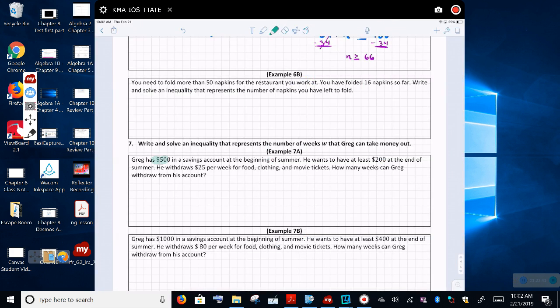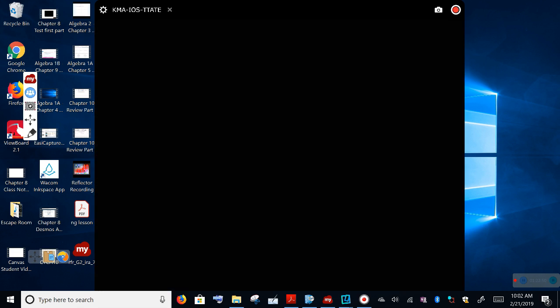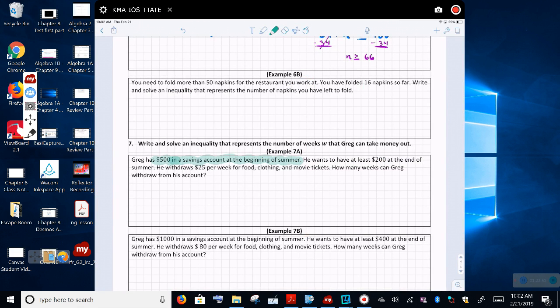Something important is the 500. This is what he has in the beginning of the summer, so we know that this is the most that he would have. Something important is he wants to have 200, and he wants to have at least 200.